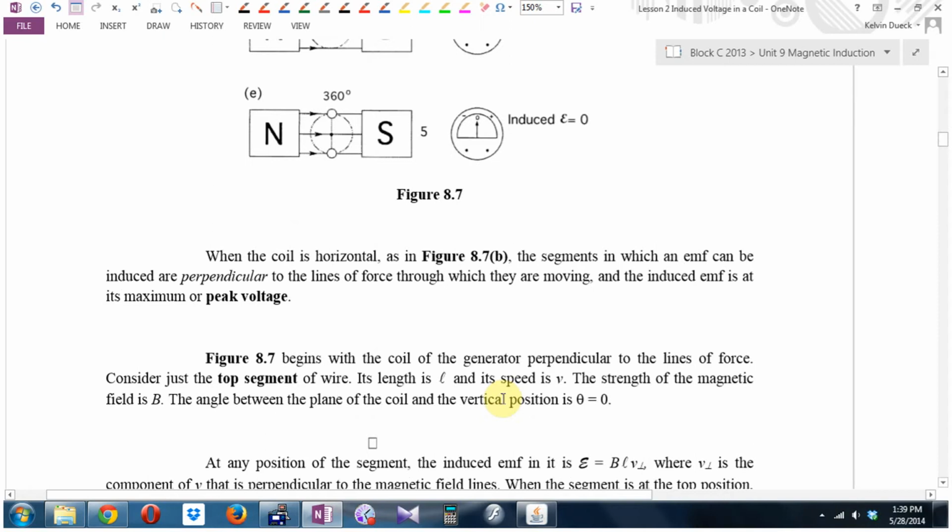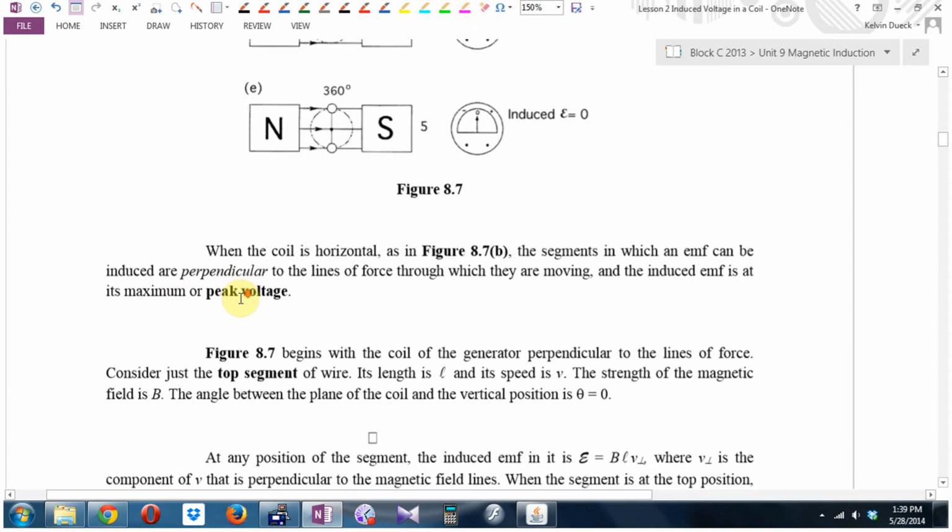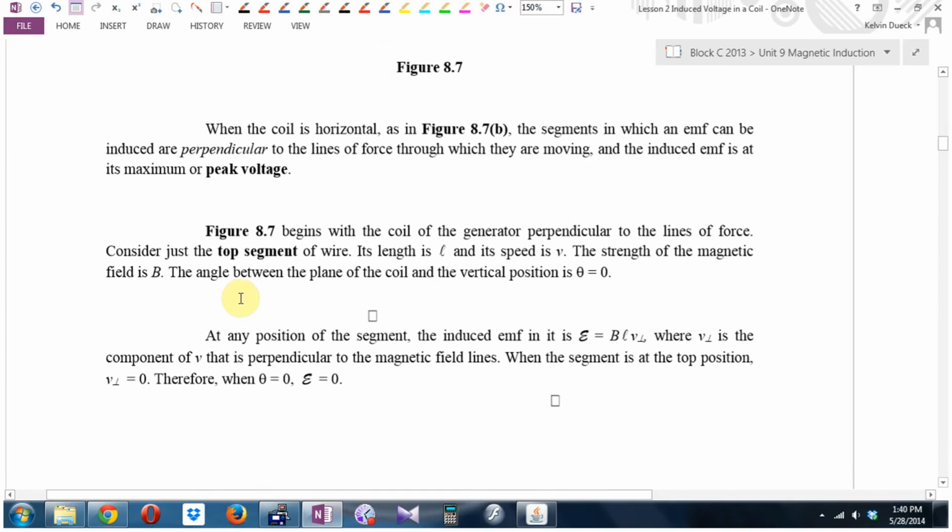So, when the coil is horizontal, the segments in which an EMF can be induced are perpendicular to the lines of force through which they're moving, and the induced EMF is at its maximum or peak voltage. And when it's parallel, you get nothing.